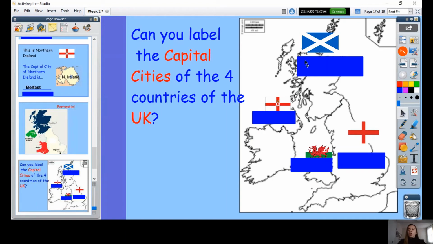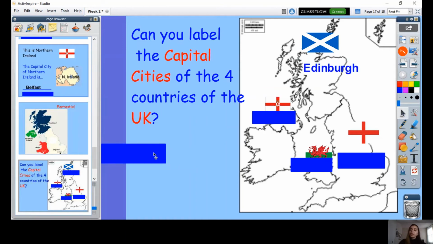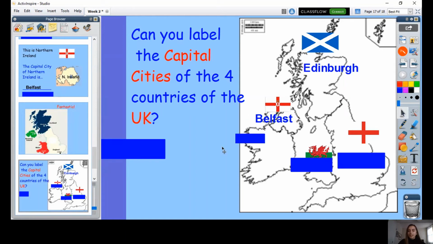Let's have a go. This country at the top is Scotland. What is the capital city of Scotland? Well done, it is Edinburgh. This country here is Northern Ireland. What's the capital city of Northern Ireland? Well done, it's Belfast.